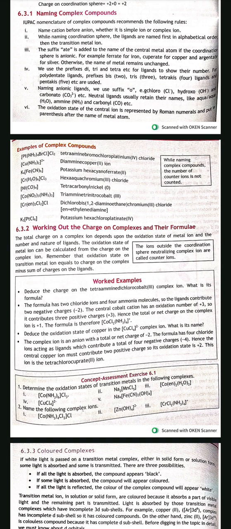So the ligands are named first in alphabetical order, and first of all we have to name the cation before the anion. Then we write the ligand's name. After that we add the suffix "ate." For example, for iron we write ferrate, for copper we write cuprate, and we use the prefixes as well. Naming anionic ligands, we use the suffix "o," like chloro, hydroxo, and the oxidation state of the central ion is presented by Roman numerals put in parentheses after the name of the metal.